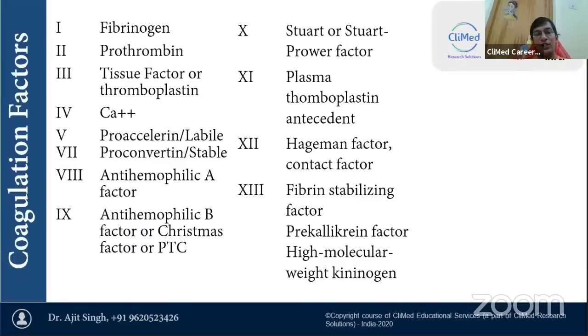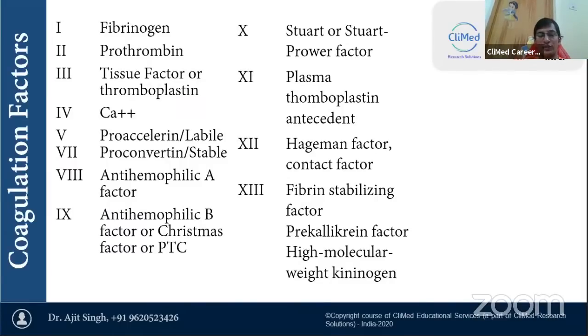Now factor 9 is also important, because it activates factor 10, and factor 10 activates prothrombin into thrombin. Factor 9 is known as anti-hemophilic B factor, or Christmas factor, or PTC.